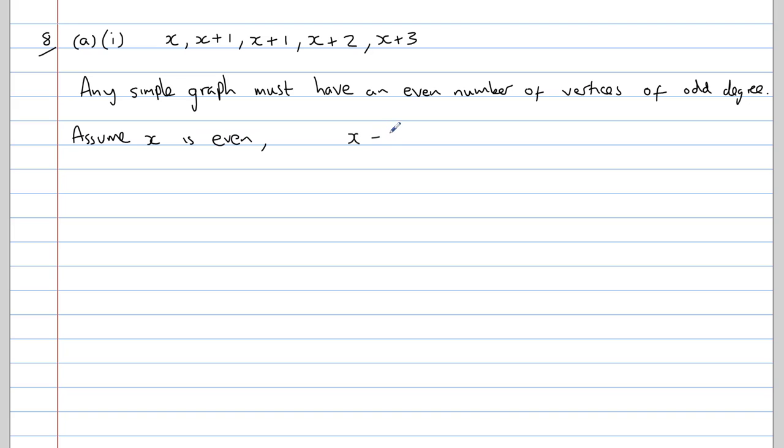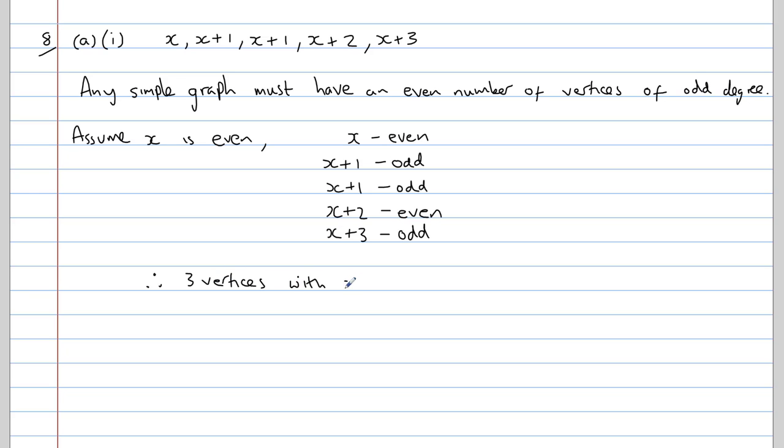then the vertex x would have to be even, but x plus 1 has a degree 1 higher, that is going to be odd. And so would the other x plus 1. X plus 2 would be even. And x plus 3 would be odd. And that would mean there are 3 vertices with odd order. And that means that x cannot be even, which means that x must be odd.